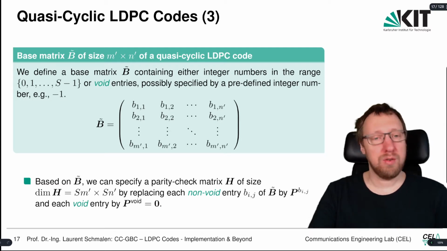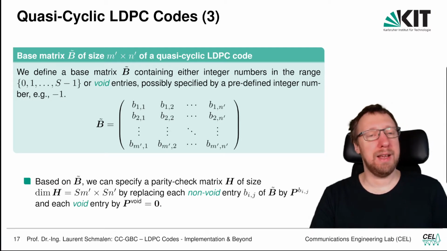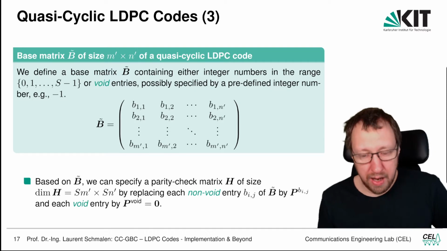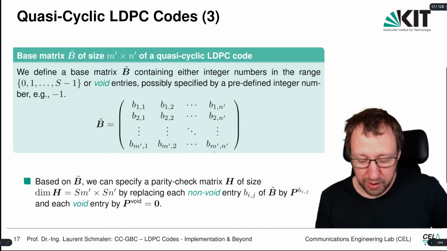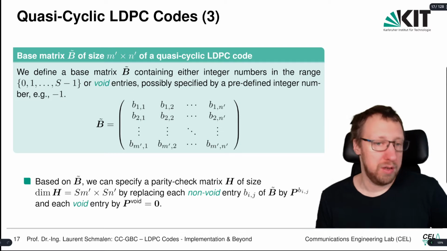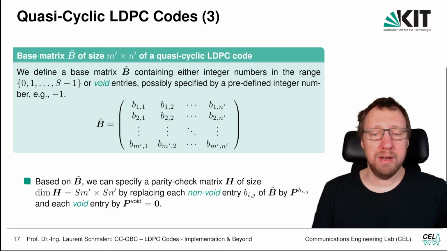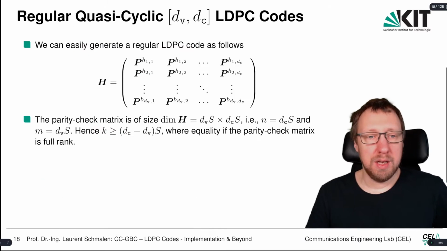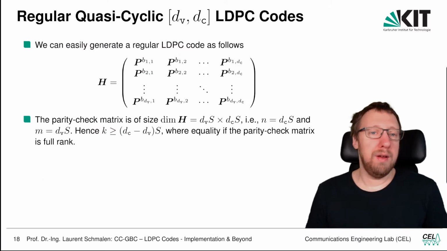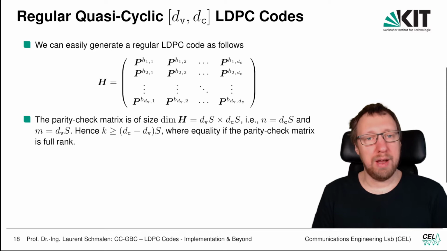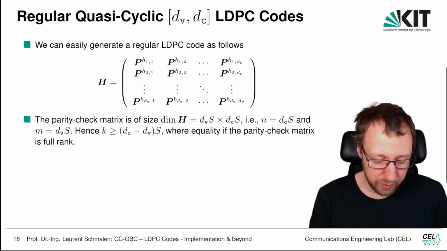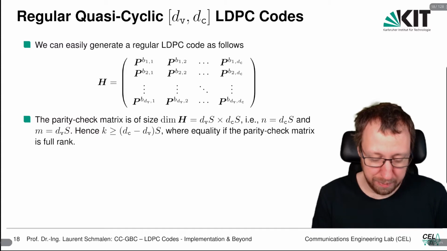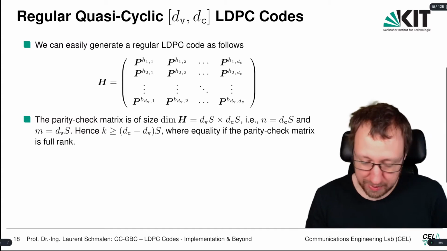It's a parity-check matrix of a quasi-cyclic LDPC code. And here you just need to store m prime times n prime small integer numbers, very small storage requirements. So, for instance, if we want to generate a regular dv, dc LDPC code, then we specify such a base matrix of size dv times dc.